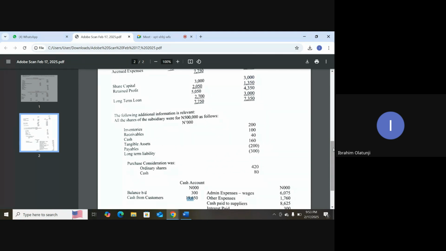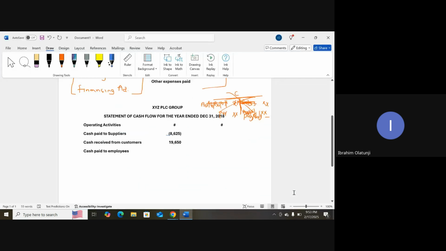Are we there? You can see this is what they pay to employee, wages. Can say salary and wages is what they pay to employee, which is 6,075. Salary and wages, they can mention salary and wages, it's still the same thing. 6,075. The money is going out of your business because you pay it to your staff. Is it clear?